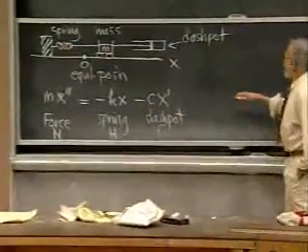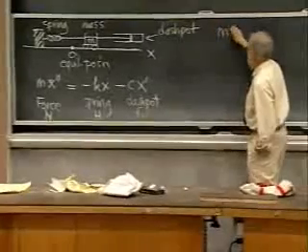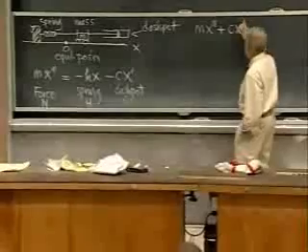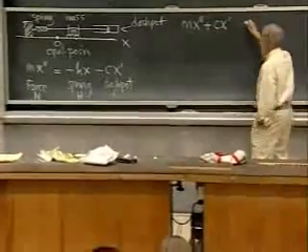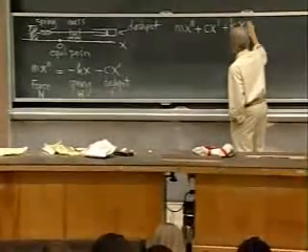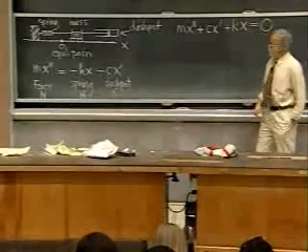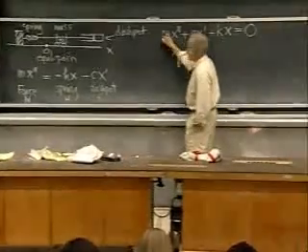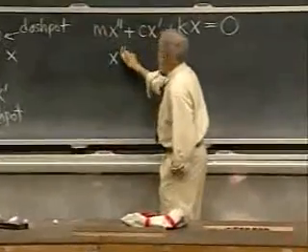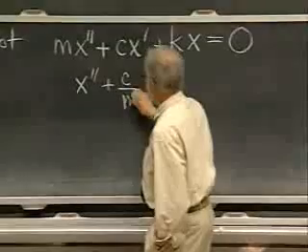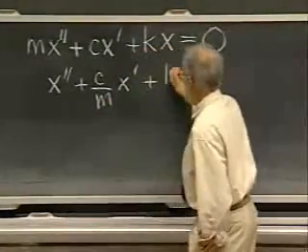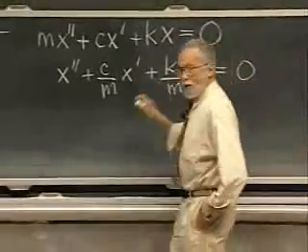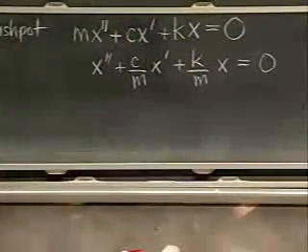And when you write this out, the final result, therefore, is mx double prime plus cx prime. It's important to see where the various terms are, plus kx equals 0. And now that's still not in standard form. To put it in standard form, you must divide through by the mass, and it will now read like this: x double prime plus c divided by m times x prime plus k divided by m times x equals 0. And that's the equation governing the motion of the spring.